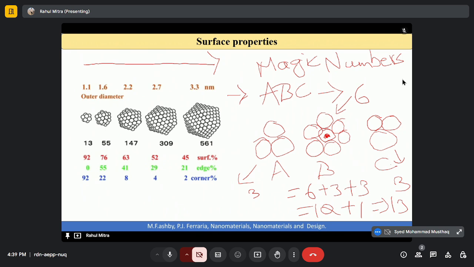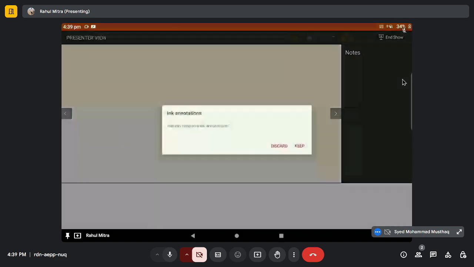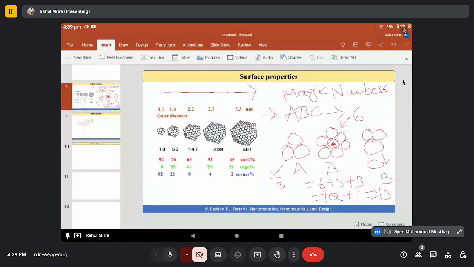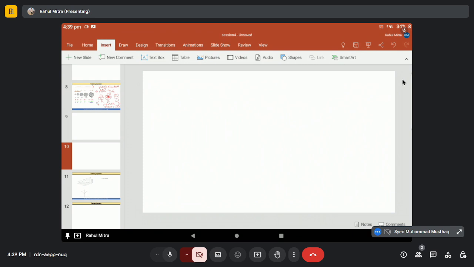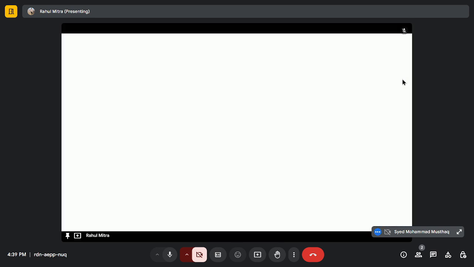So let's move on. Here they have given 92, 76, 63, 52, 45. That is the surface percentage, or the number of atoms that are present on the surface. And we can even have an empirical relation. So let me give an empirical relation. Let's do this.